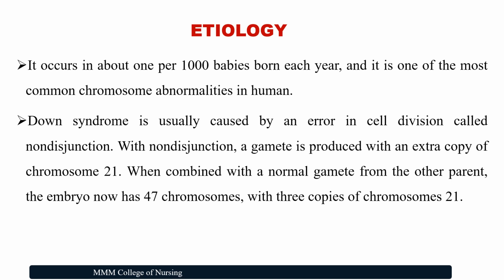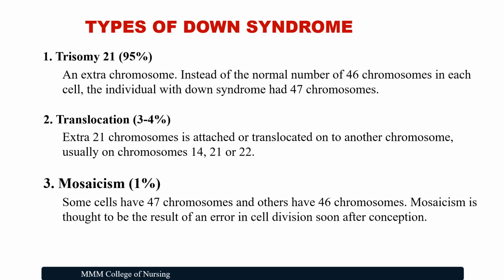Moving on to the etiology, it occurs about 1 per 1000 babies born each year and it is one of the most common chromosomal abnormalities in children. It is caused by an error in cell division called non-disjunction. With non-disjunction, the gamete is produced with an extra copy of chromosome 21. When combined with the normal gamete from the other parent, the embryo now has 47 chromosomes with 3 copies of chromosome 21. Next, we can see about types of Down syndrome.